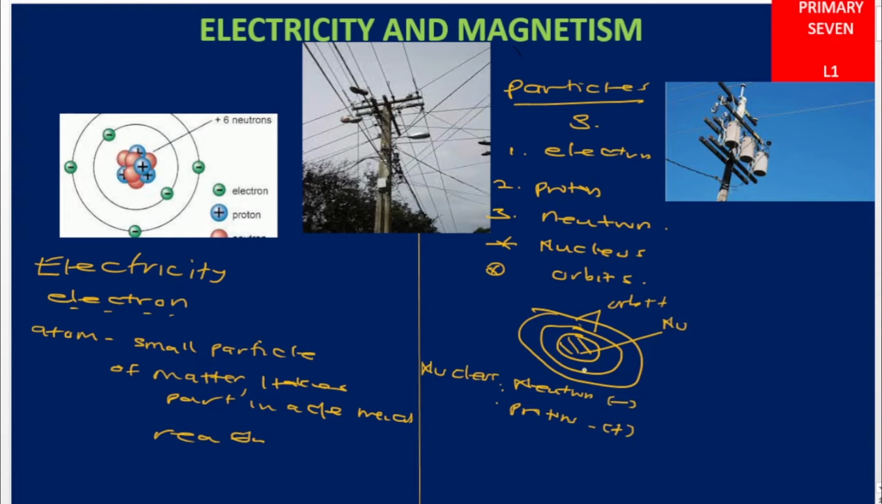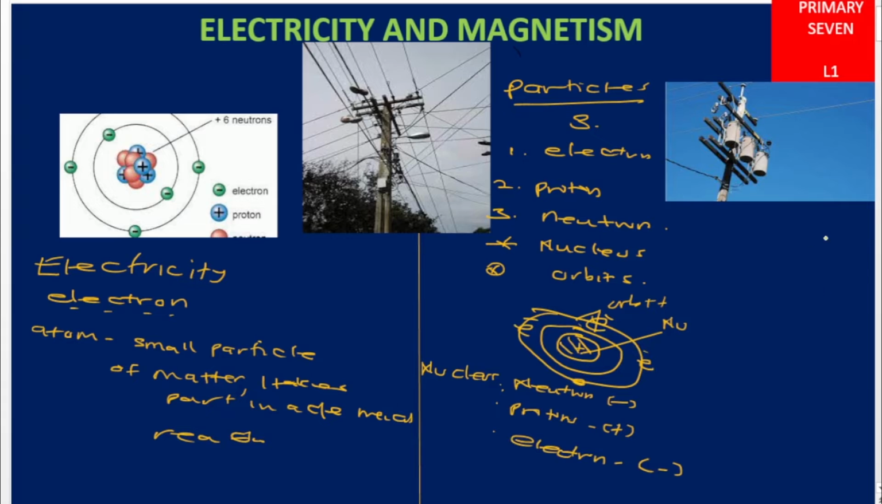Then on the rings here we have the third one, which is the electron, and electrons carry negative charges. So electrons are negatively charged, protons are positively charged, and neutrons are not charged. Both protons and neutrons are found within the nucleus. On the rings is where we find the electrons, and electrons are negatively charged.